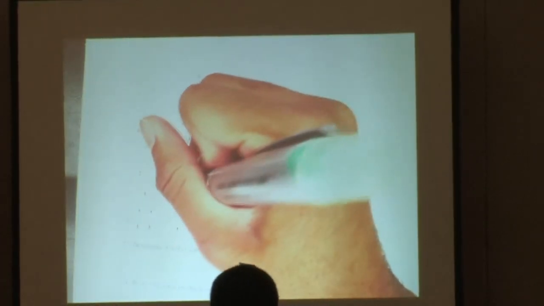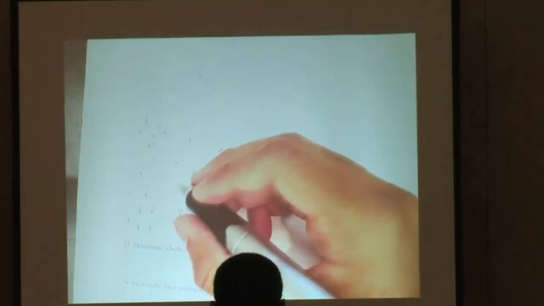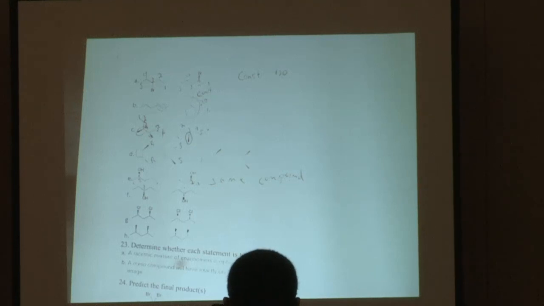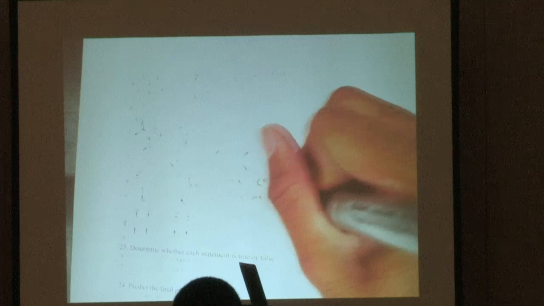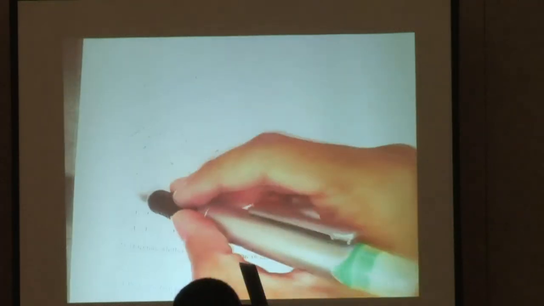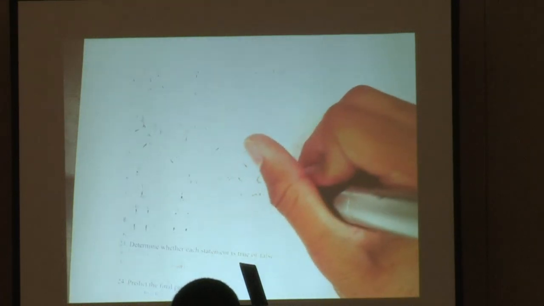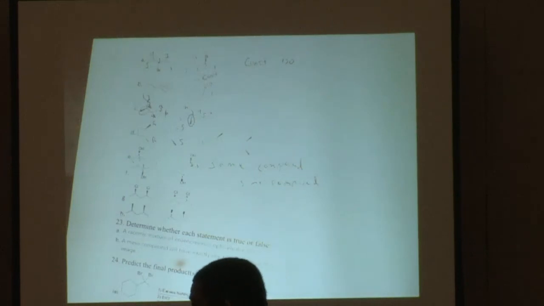So then for F, 1, 2, 3, 1, 2, 3. One of these is a wedge, one of these is a dash. It didn't print out very well for me. But just because one has a wedge and one has a dash, it's still just going to be the exact same compound. So they are both 1, 2, 3, 4, 5, 3-pentanol. Yep, it's the same.